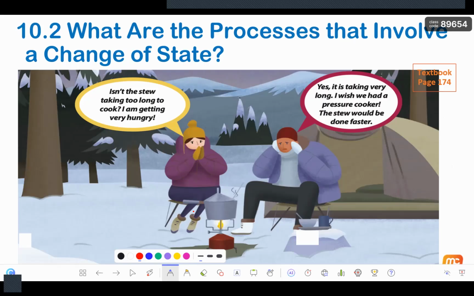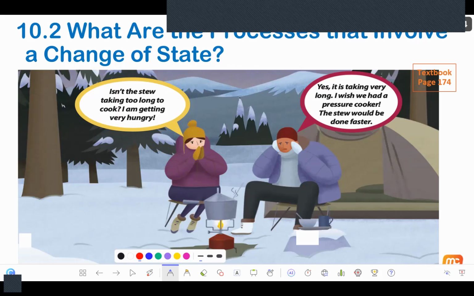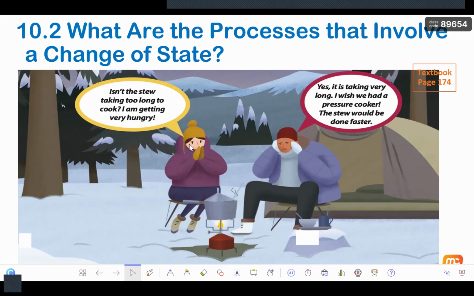When you have a higher pressure, the pressure is pushing down on the liquid. It's very hard for the liquid to escape as a gas. So it's very hard for evaporation to occur. The same goes for boiling. So you can see these two persons on the mountaintop. They are trying to cook a stew. Then the girl is saying, "Isn't the stew taking too long to cook? I'm getting very hungry." "Yes, it's taking very long. I wish we had a pressure cooker. The stew would cook much faster."